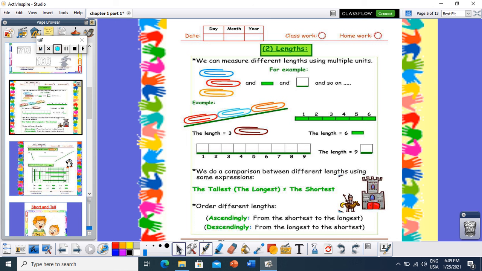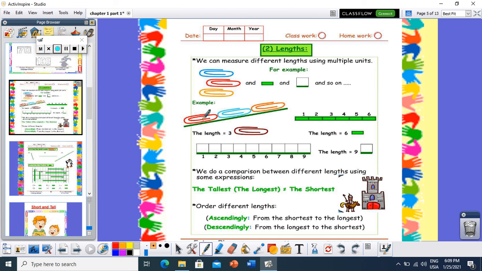This year we are going to start measuring the length by using non-standard units. What is the meaning of non-standard unit? Non-standard units are like pens, rectangles, squares, matches, spoons, forks, any object I can use to measure the length of a straight line. For example, here I have a straight line.